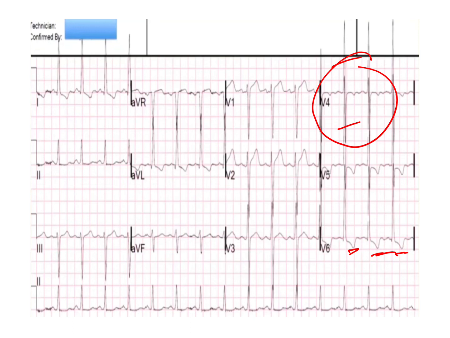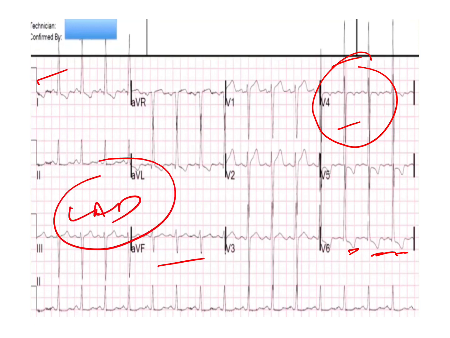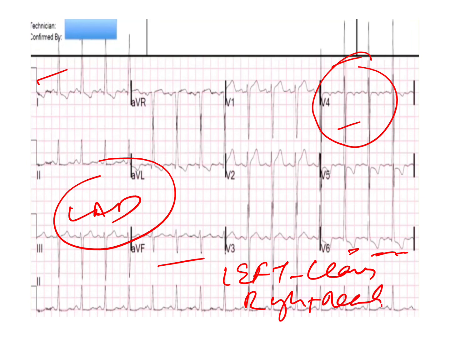If I tell you what the axis is in this ECG, this is aVF and this is lead one. It is left axis deviation. Leaves left and reaches right, I hope you remember. So biventricular enlargement with strain pattern with left axis deviation.